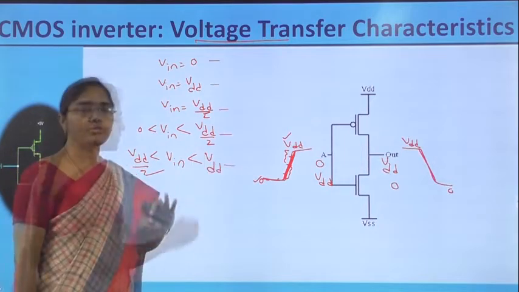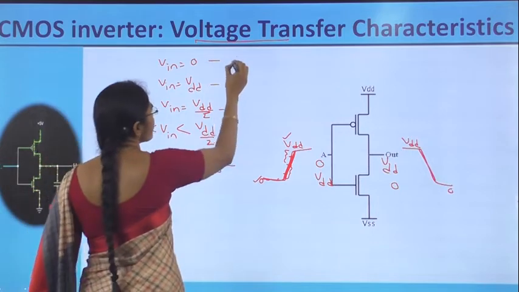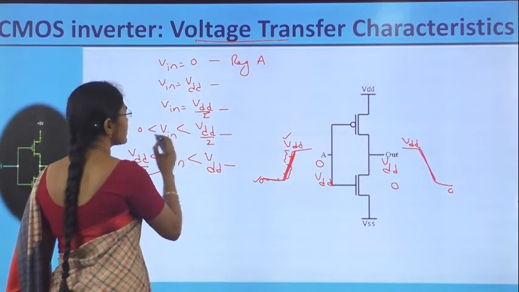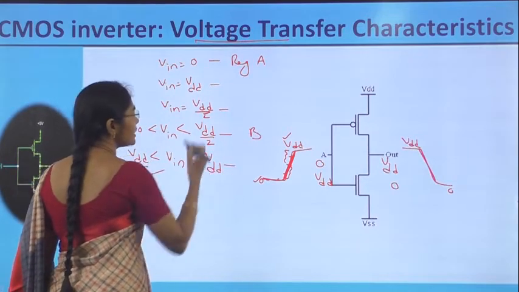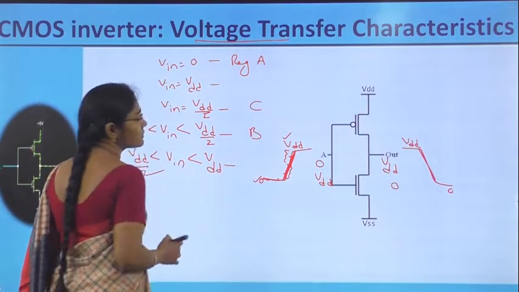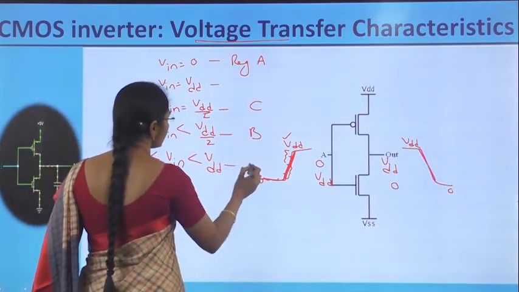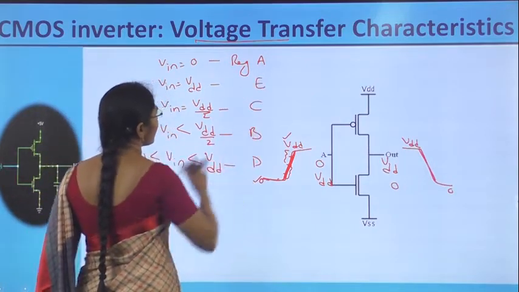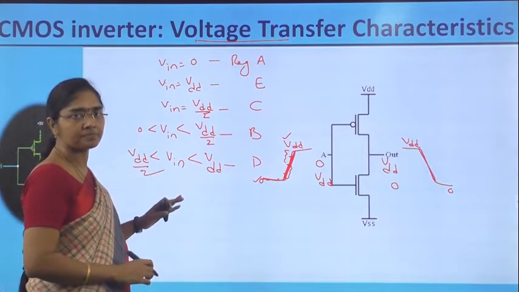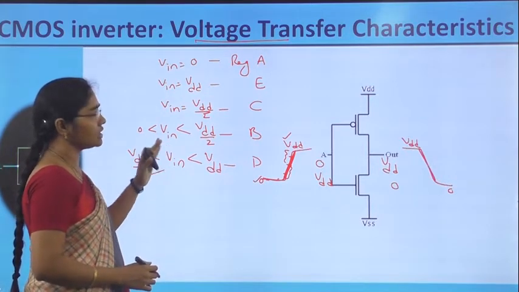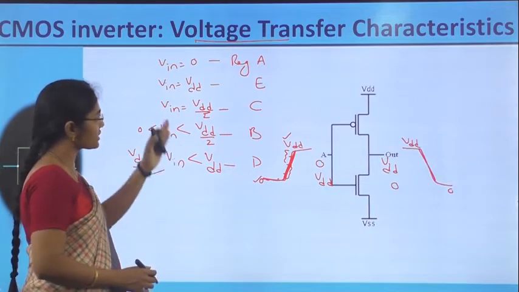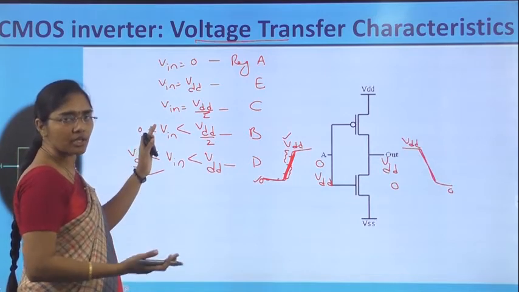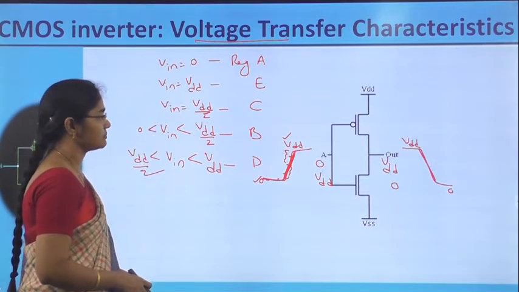Therefore, taking 5 regions: region A is when input is equal to 0, region B is input from 0 to VDD by 2, region C is at VDD by 2, region D is from VDD by 2 to VDD, and region E is at Vin equal to VDD. So let us observe the states of the transistors for these 5 ranges of inputs, to see what the output value is and how the transfer characteristics look.